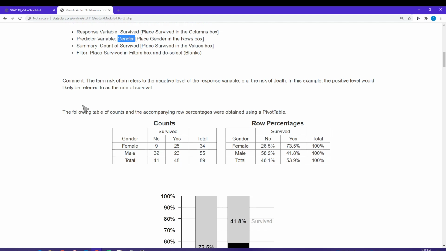The term risk refers to the negative level of a response variable. Here my survived has two levels, no or yes. If I was referring to those who did not survive, I would identify that as the risk of death. If I'm talking about those that did survive, I could refer to that as the rate of survival. The risk is often used to refer to the negative outcome of the response.